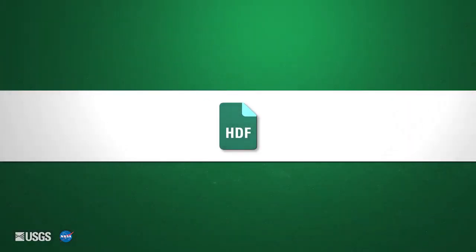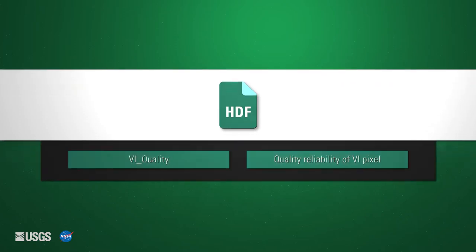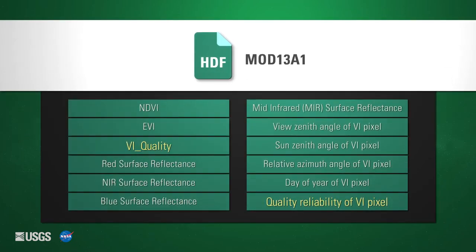Each Vegetation Indices product is distributed as a hierarchical data format or HDF file. Each MODIS HDF file contains associated quality science dataset layers, which provide users with information regarding the usability and usefulness of the data products. Here's an example of the science dataset layers for the Terra MODIS version 6 16-day Vegetation Indices 500 meter level 3 gridded product MOD13A1. The information extracted from these quality science datasets can be used to filter data based on different levels of quality.